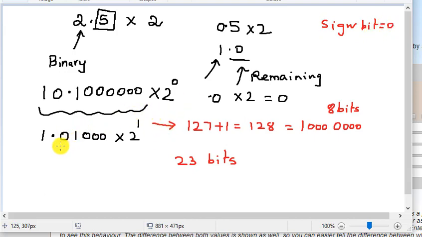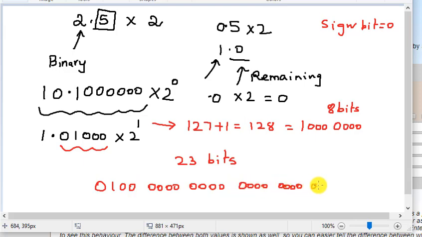So this one, you need to fill it up in 23 bits, which is equivalent to what? 0100000000000. We have 12, 16, 20, 23. So if you want to convert 2.5 into a binary number, this is the actual. So let's go here and check it out.